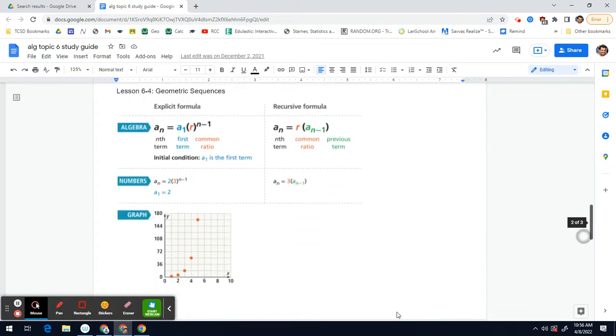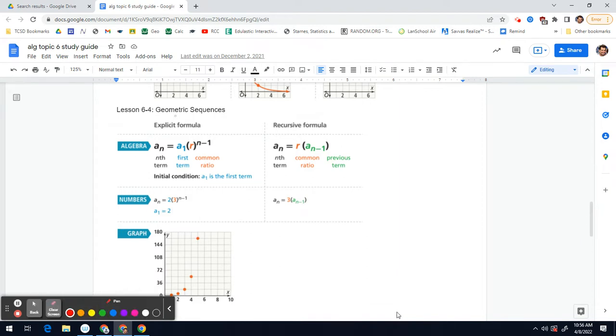Geometric sequences, again, very important here. Again, this time with a geometric sequence, now you're looking at numbers that don't have a common difference, but have a constant ratio, or a common ratio. So for instance, if I look at these numbers here, it looks like we have a first term of 2, a second term of maybe 8, and then we have a term of 24.